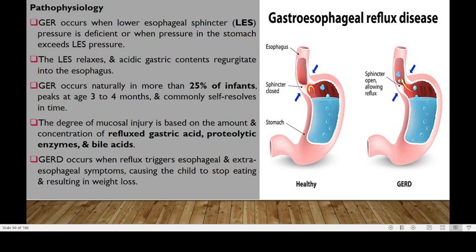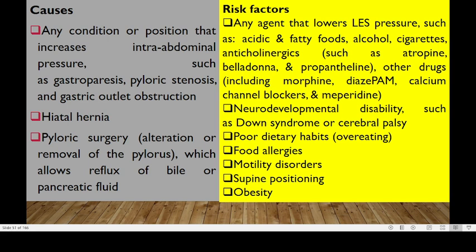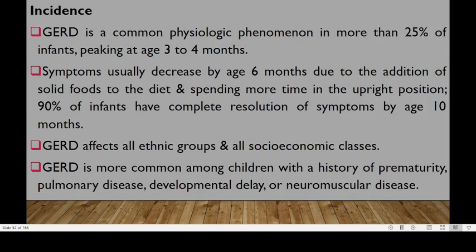Gastroesophageal reflux disease occurs when reflux triggers esophageal and extraesophageal symptoms, causing the child to stop eating and resulting in weight loss. We could have any condition that increases intra-abdominal pressure, like gastroparesis, pyloric stenosis, gastric outlet obstruction, hiatal hernia, and pyloric surgery. All these can predispose to this condition.